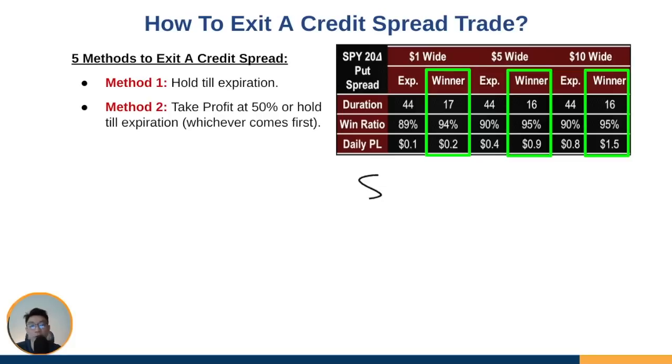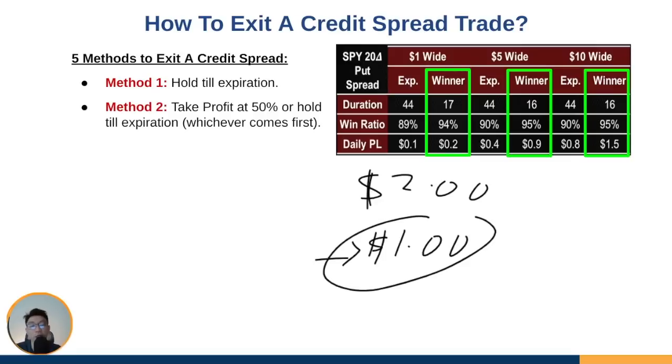So for example, let's say you sold the credit spread at $2, right? So basically, what you want to do is exit the trade once it is marking for $1. If it's marking for $1, this is where you take profit and exit the trade. But if it doesn't reach $1, let's say the moment you put it on, it never reaches $1 and it keeps going up, this is where you can hold all the way to expiration.